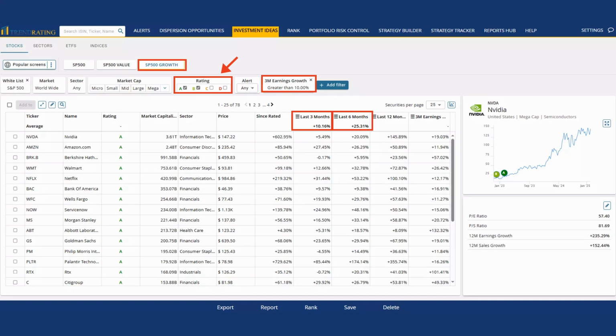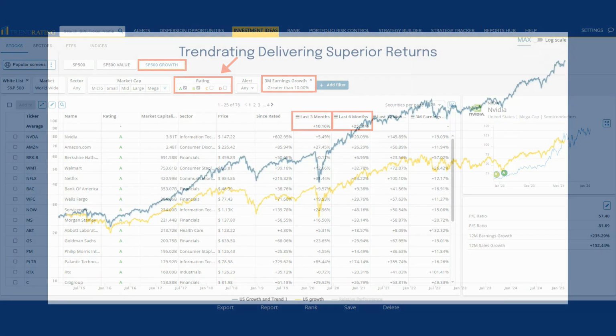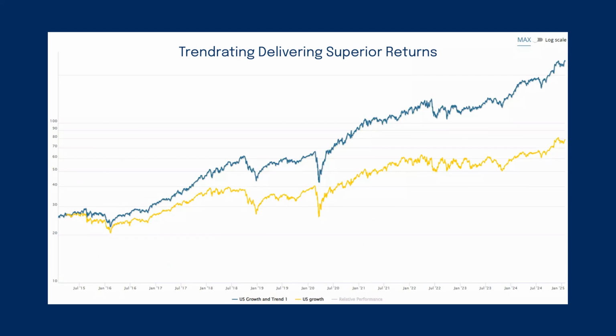Sure. With the help of Trendrating, the return strongly increased. This time, the average performance of these 78 stocks is plus 25% over the past 6 months. To summarize this exercise, Trendrating can help to discriminate between positive versus negative trends, delivering superior returns consistently.